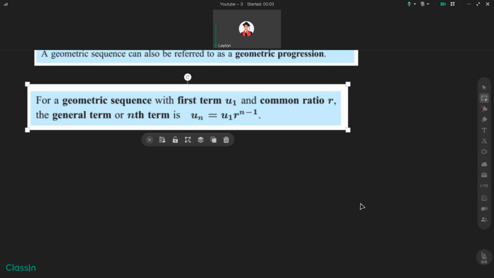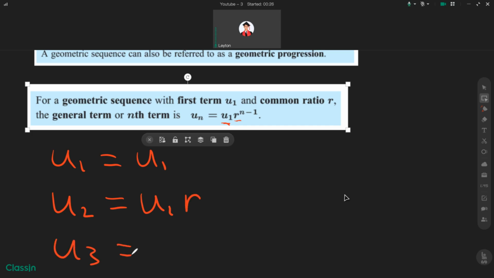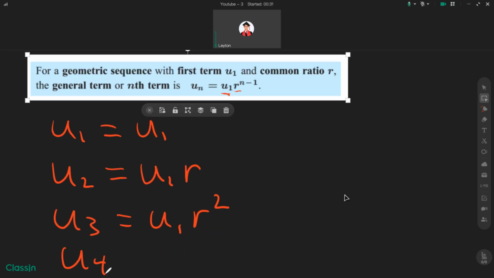Okay, so this just means that, for example, the first term, u of 1, if you plug it in here, would just be u of 1 times r to the 0th power, which would be u of 1. It's not very helpful, but u of 2 would be u of 1 times r to the power of 1, so that would be u of 1 r. And then u of 3, same way, would be u of 1 r squared. And then u of 4 would be u of 1 r cubed.